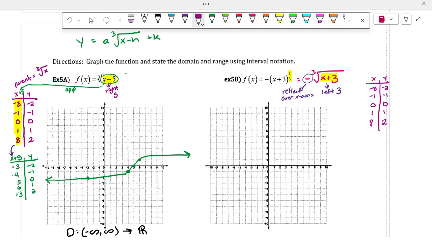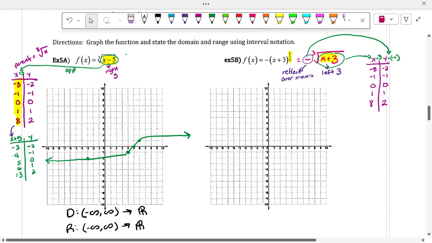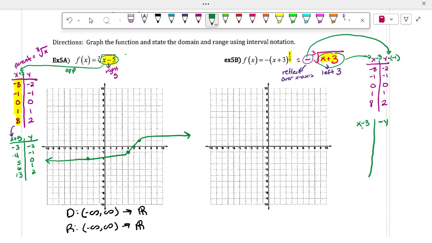So the left 3, is that going to affect my x or my y's? X. So if I'm going left 3, what am I technically doing to my x's? Subtracting 3. All right. Now, the negative, is that going to affect my x's or y's? That's going to affect my y's. So that means I'm going to multiply my y's by -1. So when I convert, I'm going to have x minus 3 for my new x's and -y for my new y's. So let's subtract 3 from each one of my x's.